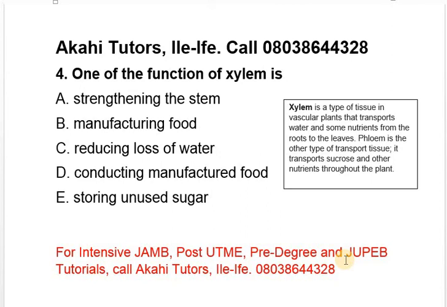So option A says strengthening the stem, B manufacturing food, C reducing loss of water, D conducting manufactured food, E storing unused sugar. Like I've said earlier, one of the functions of xylem is that they conduct water and mineral elements from the root to other parts of the plant, and of course the second one is that they also support and strengthen the stem of the plant. So the best option for this is option A.